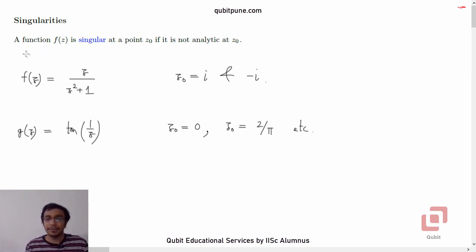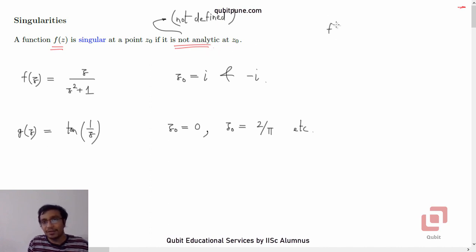So when do we call a function singular? A function f of z is called singular at a point z0 if it is not analytic at z0. Now please note that here we are not saying that a function is singular at a point z0 if it is not defined, because when we say not analytic, it actually includes those situations where the function may not be defined, but it also includes those points where it is defined but is not analytic.